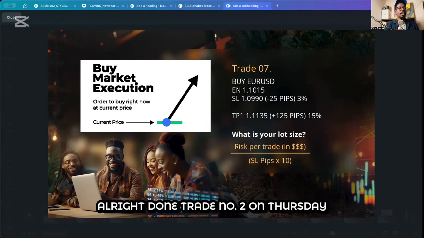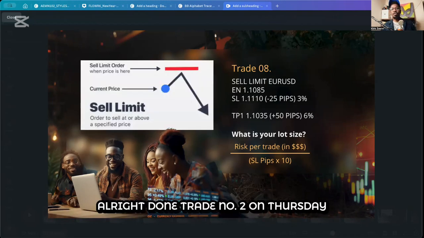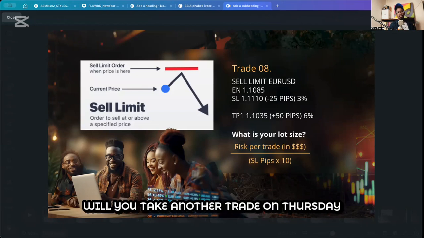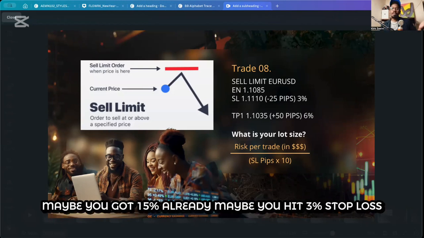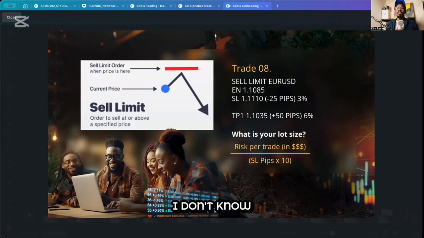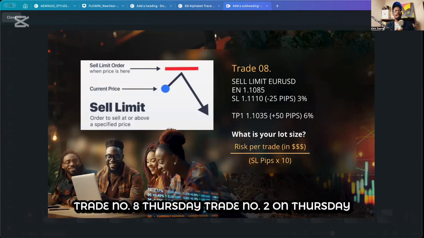All right, done. Trade number 2 on Thursday. Will you take another trade on Thursday? Or will you be satisfied? Maybe you got 15% already. Maybe you hit 3% stop loss. I don't know. Trade number 8, Thursday. Trade number 2 on Thursday.